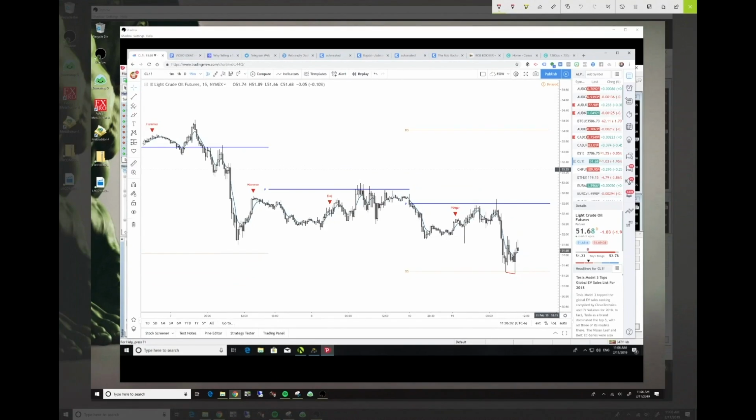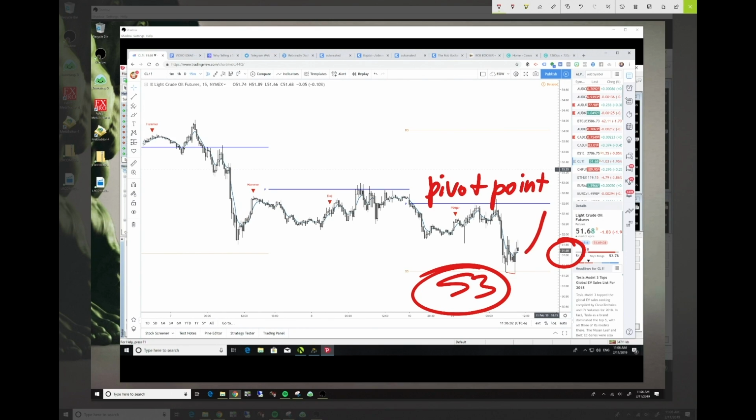So this is oil. Oil's trading at $51 today, and it hit S3. So when oil hits S3, we automatically get interested in buying it. Automatically, because it's super rare. It doesn't happen very often. And because oil is a commodity and commodities were traditionally traded with pivot points, we think that oil is now maybe going to move upward.